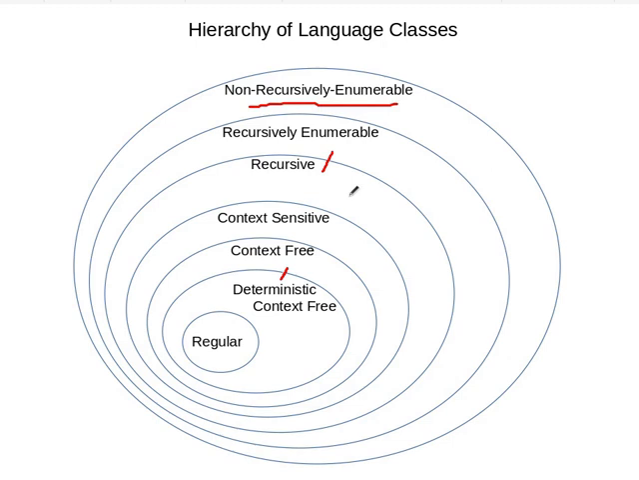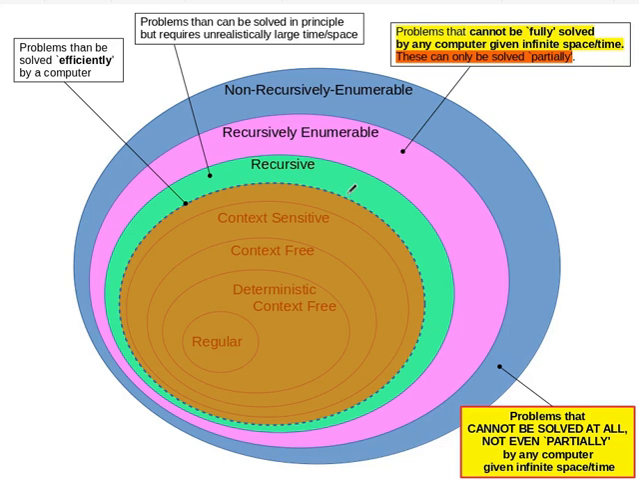So now, this up to this green circle, these are the problems that can be fully solved by a computer. So these problems can be fully solved, but that does not mean that we can solve them very efficiently. In principle, they can be solved by a computer, but they might require unrealistically large time and space.